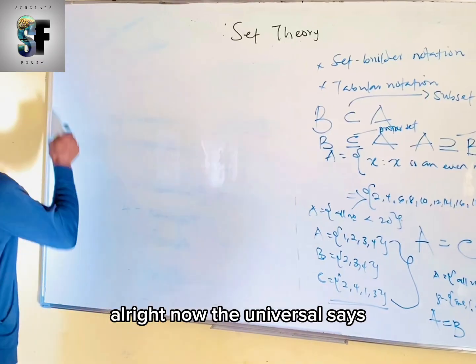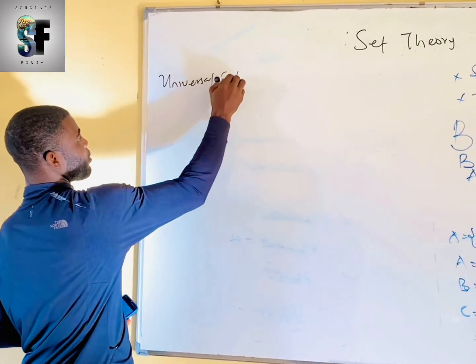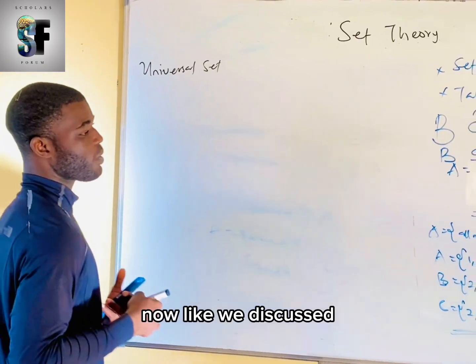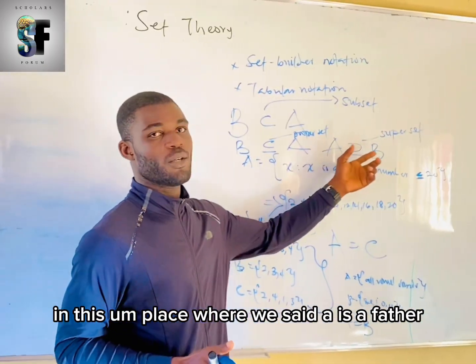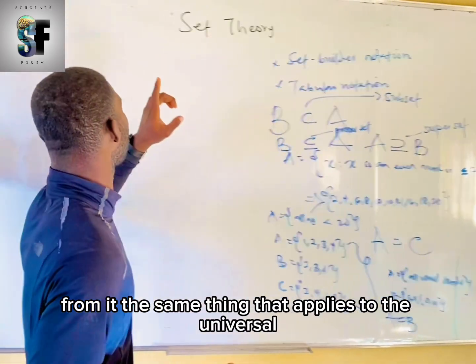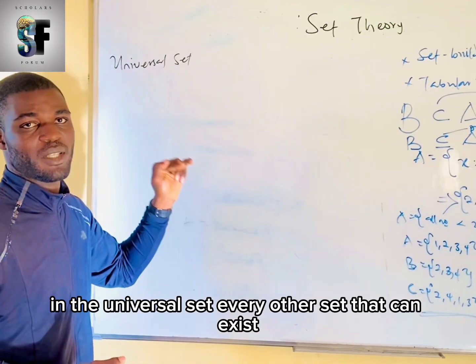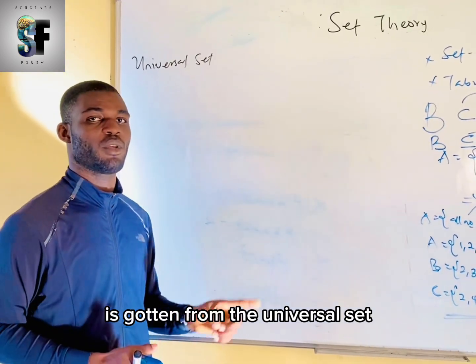Alright, now the universal set. What's the universal set? Like we discussed where we said A is a father to all sets that we've gotten from it, the same thing applies to the universal set. In the universal set, every other set that can exist is gotten from the universal set.